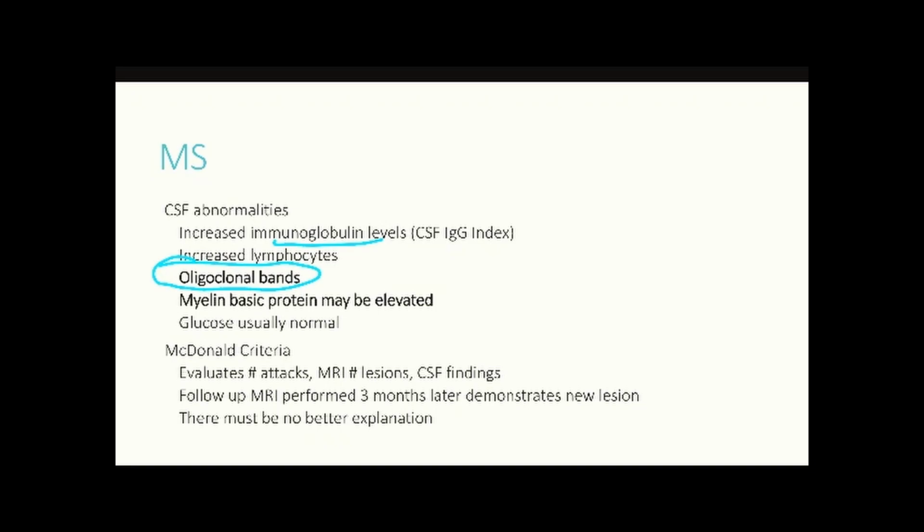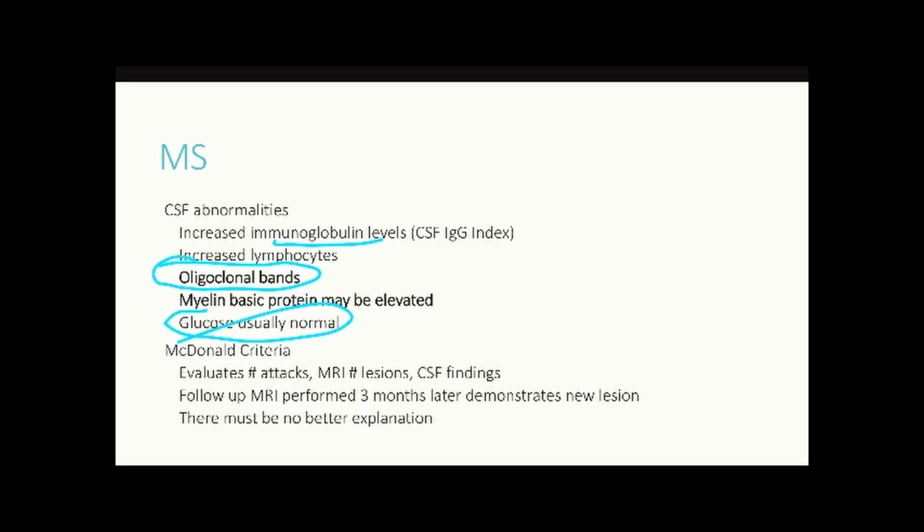These oligoclonal bands are what you will see in the CSF, and this shows that this is demyelinating. This is the myelin that gets ripped off. And your myelin basic protein will be elevated because of the protein being ripped off the myelin. It's all right there. Glucose usually normal. Why is glucose normal? No bacteria. This is not an infection. This is an inflammatory process, not infectious.